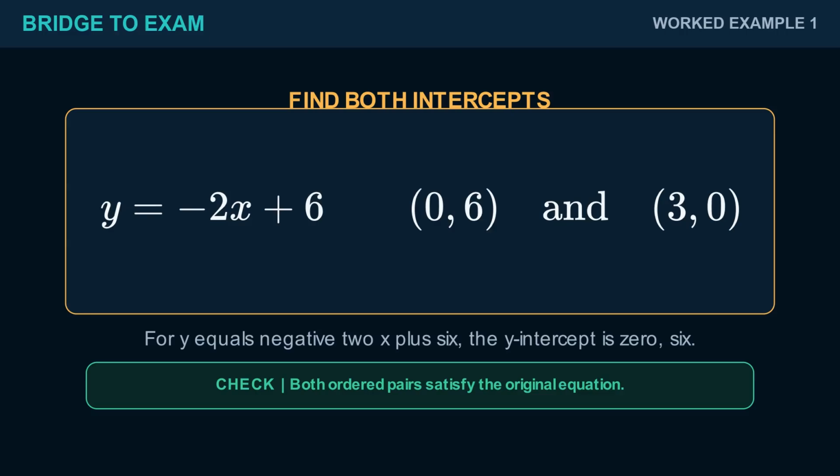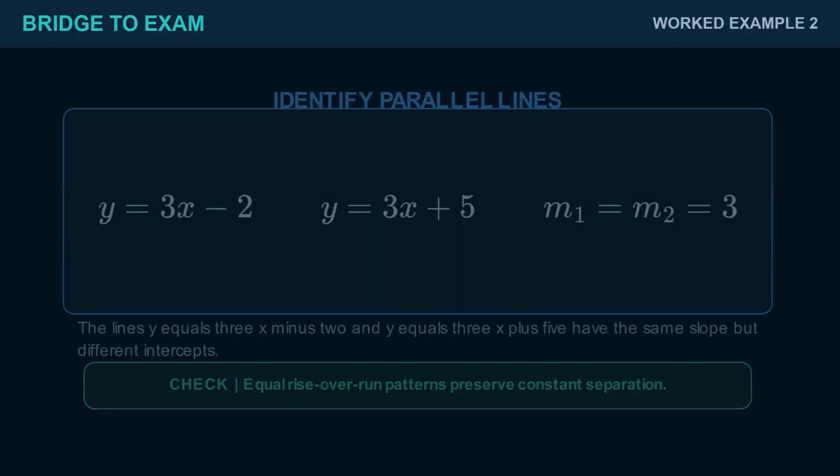Worked Example 1. For y = -2x + 6, the y-intercept is (0, 6). To find the x-intercept, set y to 0. -2x + 6 = 0, so x = 3. The intercept is (3, 0). Check. Both ordered pairs satisfy the original equation.